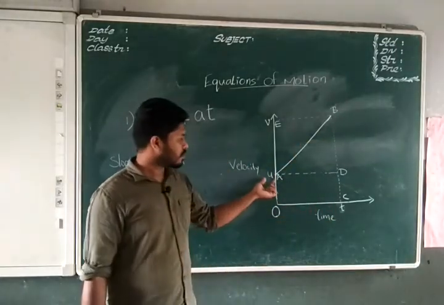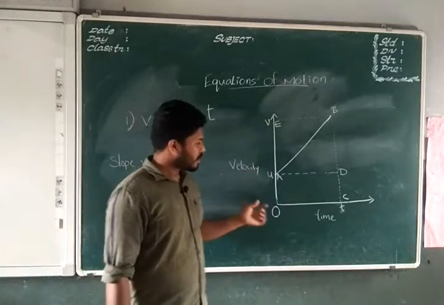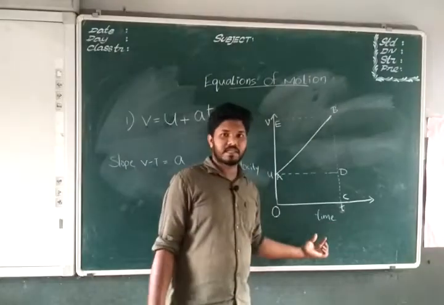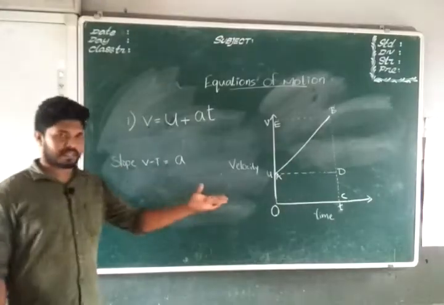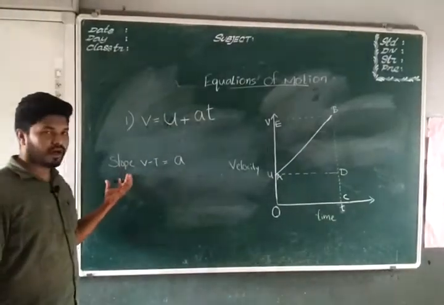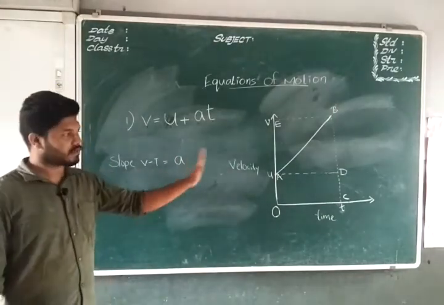So it moves with the initial velocity u and final velocity v. The time taken for the travel is t. Then after that, draw the graph and write: slope of velocity time graph is equal to acceleration. In words you have to write.